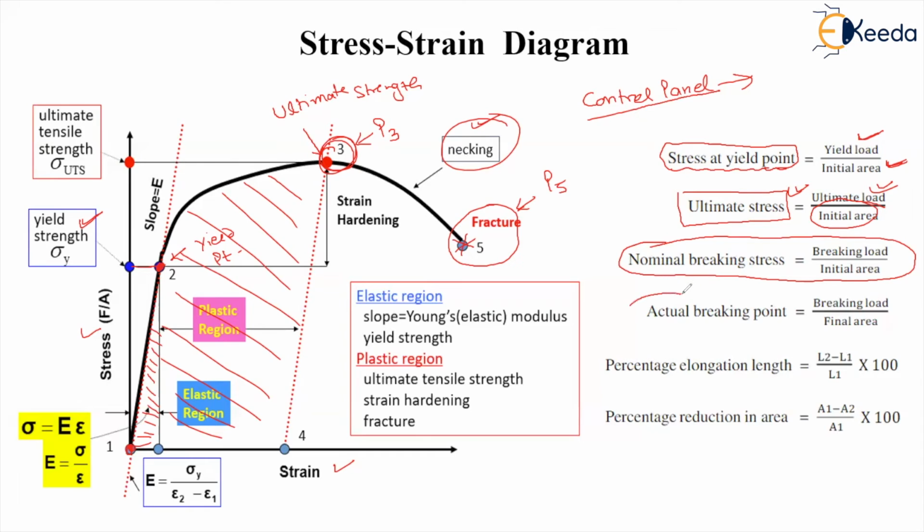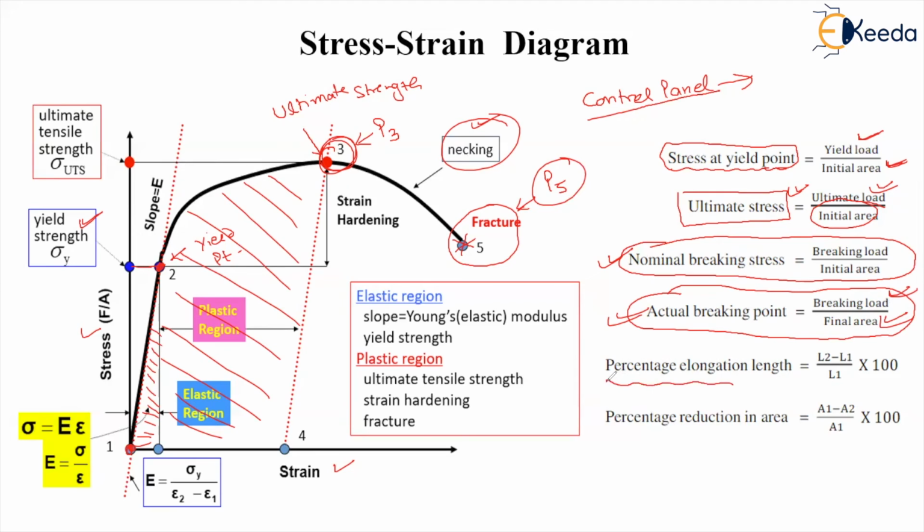We can also find the actual breaking stress. Actual breaking stress basically depends upon the final area, because the area is getting reduced. Area is getting reduced, necking takes place. But from an engineering point of view, the nominal breaking stress is important. So actual breaking stress is obtained by the breaking load, which is P5 here, divided by the final area, which is the area just before fracture takes place, because necking is there, right?